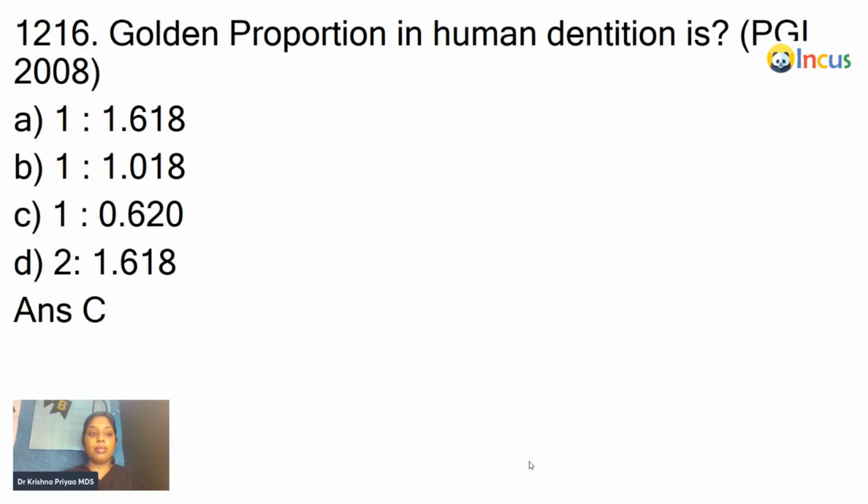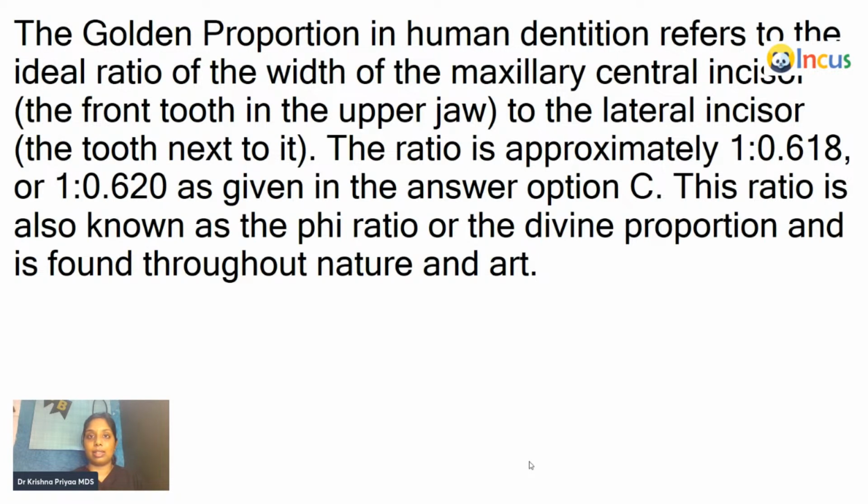So here the answer is 1 is to 0.620. You should not forget this number. It is usually 618 or 620. Since 620 is closer to that, we have chosen that value. So the golden proportion refers to the ideal ratio of the width of the maxillary central incisor to the lateral incisor next to it. And this ratio is generally 1 is to 0.618. So this ratio is also called the phi ratio or the divine proportion.